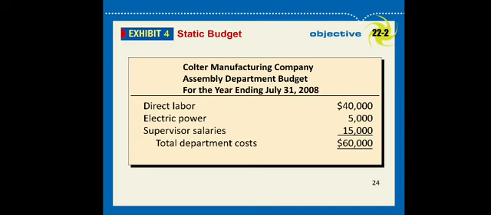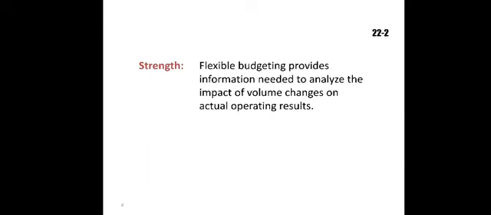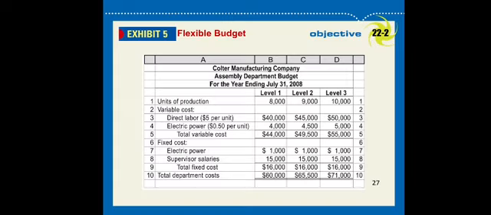Okay, let's see the flexible budget. A flexible budget shows the expected result of a responsibility center or a department for several activity levels. That's why we call this budget flexible. It shows several activity levels. A flexible budget is especially useful in estimating and controlling factory costs and operating expenses. Let's see the format for the flexible budget.